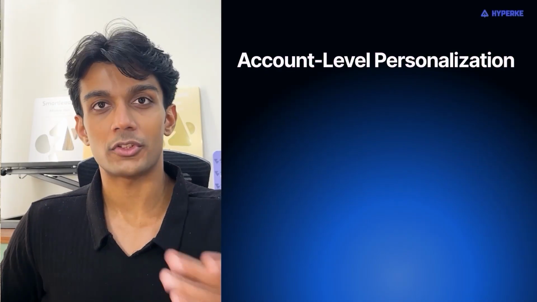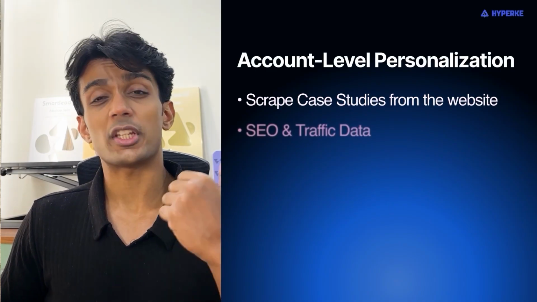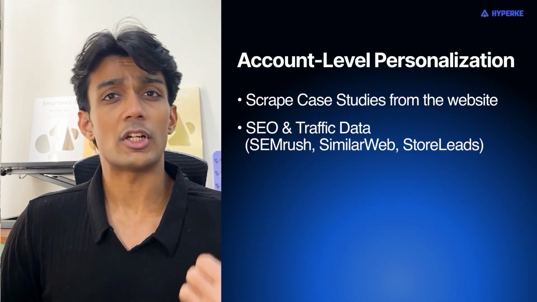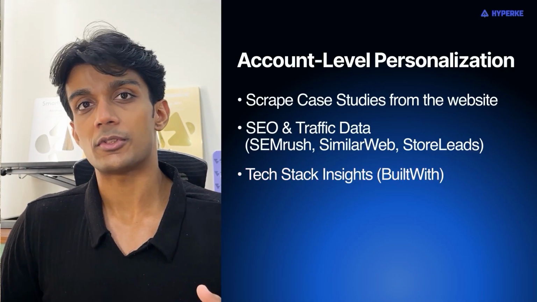Now a bonus tip for you here is once you have a company's website, you can apply several different layers of personalization to make your messaging more relevant. You can scrape case studies from their website domain. You can use their website domain to find their SEO and traffic related data using SEMrush, SimilarWeb, and StoreLeads. You can use BuiltWith to identify what technologies they use to build their website, and so on and so forth. You can use the website to identify whether or not they're running ads on Google. So depending on whatever it is that you're selling, you want to use one of these Clay extensions to add an extra layer of personalization on the account level and not on the personal level.